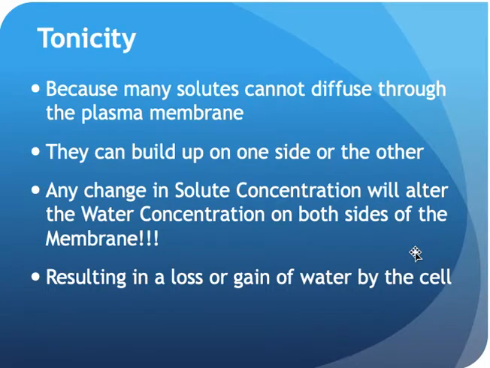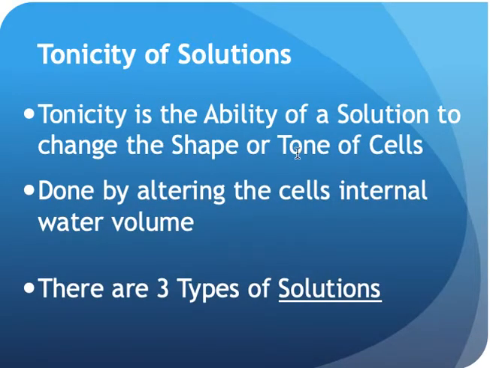Tonicity is another term, but because many solutes cannot diffuse through the plasma membrane, they can build up on one side or the other. Okay, so any change in solute concentration is going to alter the water concentration on both sides of the membrane because, again, I'm going to move it to make things equal, and it's going to result in a loss or gain of water by the cell. So tonicity is the ability of a solution, if I put a cell in a type of solution, to change the shape or tone of the cell. And again, it's done by altering the cell's internal water volume.